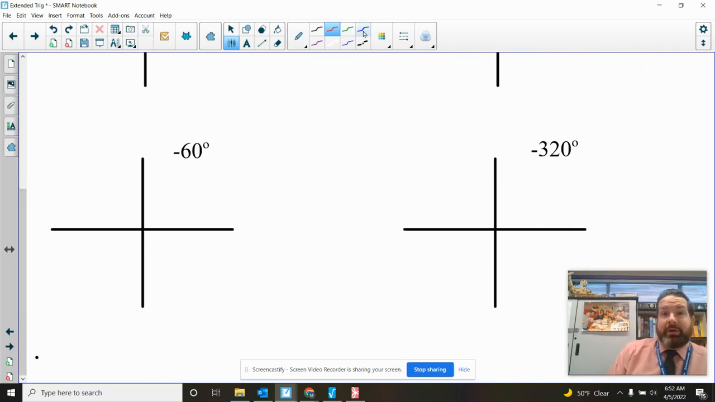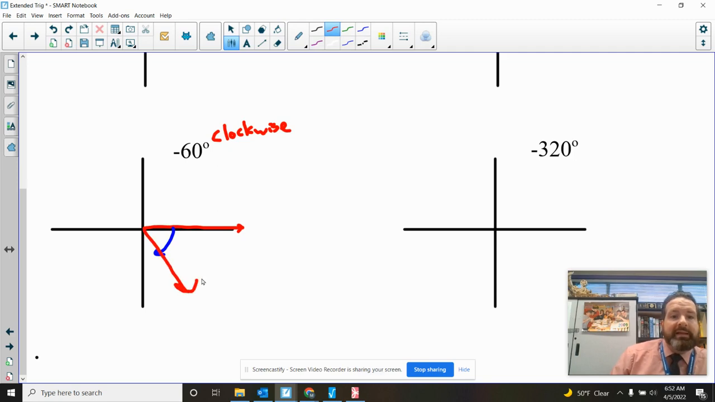When you've got a negative angle, really nothing changes except you're going to spin in the other direction. So a negative angle means we're going to spin clockwise instead of counterclockwise. The initial side always starts at the same place. That doesn't change. Negative 60 degrees just means I'm going 60 degrees in the clockwise direction. That's going to be about two-thirds of the way around. So something like that. There's your negative 60-degree rotation.